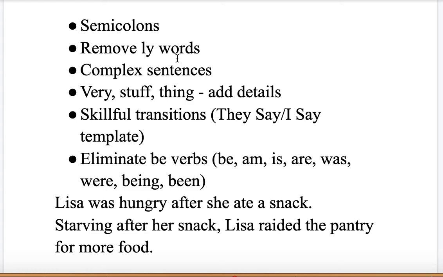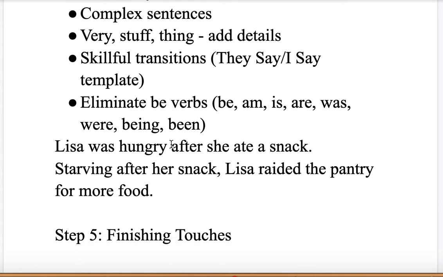It's urgent. Stuff. Your reader can't see what stuff is. Thing. What is it? You have to create pictures and details for your reader. Use skillful transitions as I showed you on the template. Avoid the basic first, second, third. That's elementary. Middle school is not advanced or sophisticated. Use skillful transitions and eliminate those be verbs: be, am, is, are, was, were, being, been. You've got to take the time to do this. Revision is work. You've written the paper.